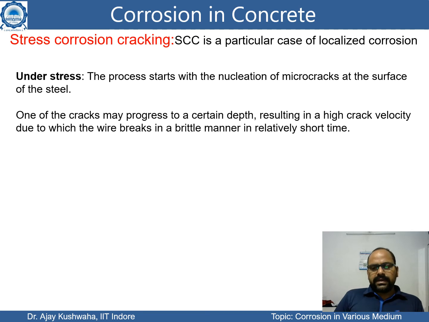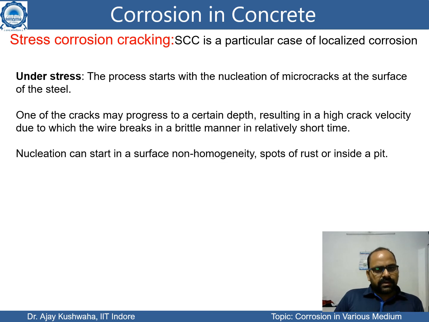Many times we observe a failure of a structure where everything collapses. That means this is due to stress corrosion cracking. Earlier the crack was there, but then it happened very suddenly, and the failure of the structure occurred. So here nucleation can start on a surface non-homogeneously also, at a spot of rust or inside a pit, anywhere. Even if uniform corrosion is there, some kind of cracking can be inside. So it's very difficult to observe or understand what kind of cracking is there.